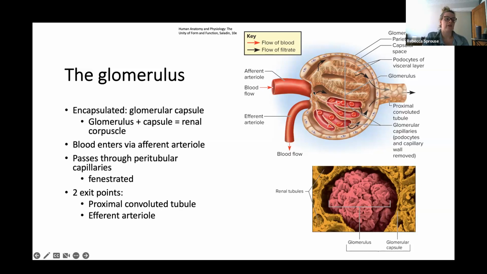So blood enters this afferent arteriole. Something I want you to note is that the afferent arteriole has a larger diameter than the efferent, and we're going to talk about why. I believe in this lecture.